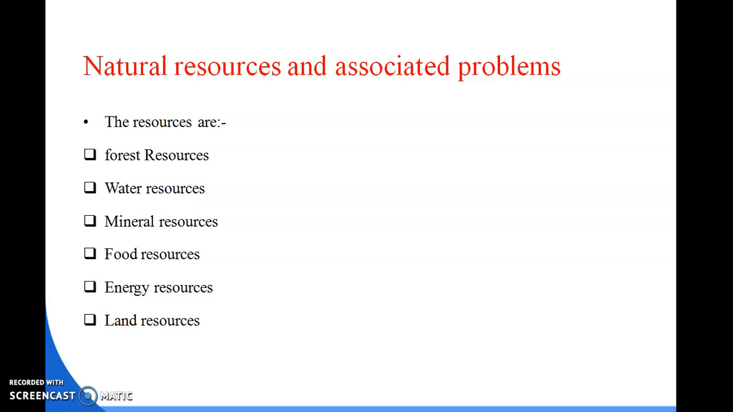Directly or indirectly, there are some problems from the overexploitation of natural resources, like lowering of water level or water table, extinction of wild animals, soil erosions, floods, climate change, various diseases, etc.